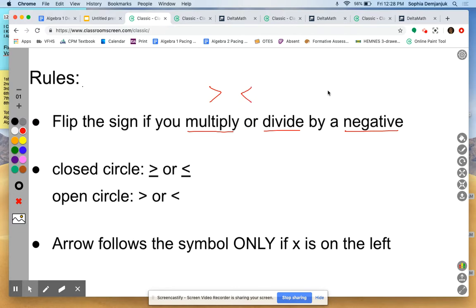Same thing if we started with less than or equal to and we multiplied or divided by a negative when solving, we would flip it backwards but keep the or equal to on the bottom. The second rule is whenever we're working with greater than or equal to or less than or equal to, our number line is always going to have a closed circle, a closed dot. Whenever it's just greater than or just less than, we'll have an open circle, an open dot on our number line. And then our arrow is going to follow the inequality symbol when x is on the left.